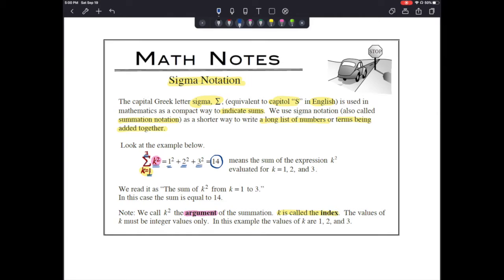Remember that your values for k can only be integers. We can't have the 2.5th term, right? So it's 0, 1, 2, 3, 4, 5, or you could even have like the negative third term if you wanted to, but there are no decimals or fractions.